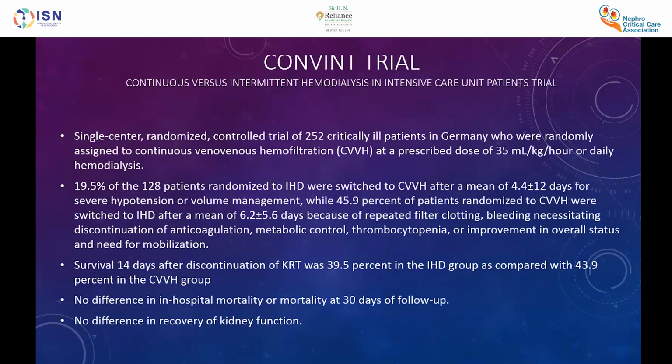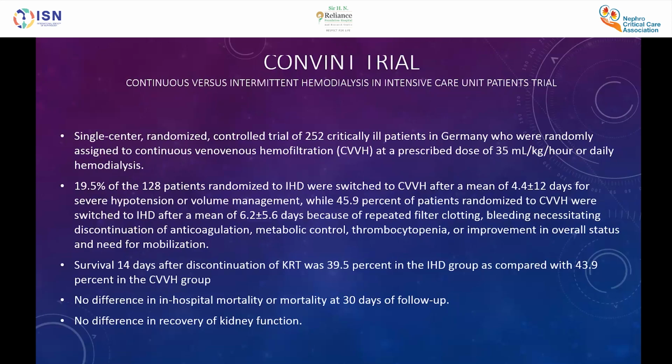There was another trial, the CONVINT trial, that's continuous versus intermittent hemodialysis in ICU patients. This was a single-center randomized controlled trial of 252 critically ill patients. It was conducted in Germany, where these patients were randomly assigned to CVVH, that's the hemofiltration, at a prescribed dose of 35 ml per kg per hour, or daily hemodialysis.